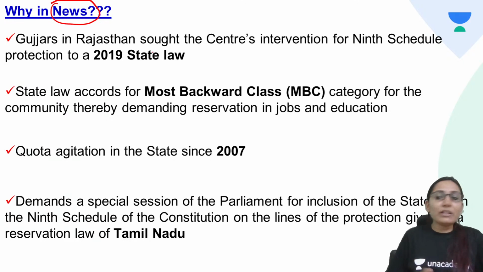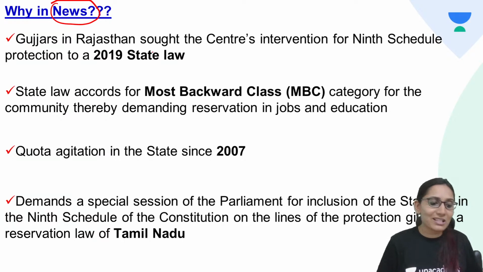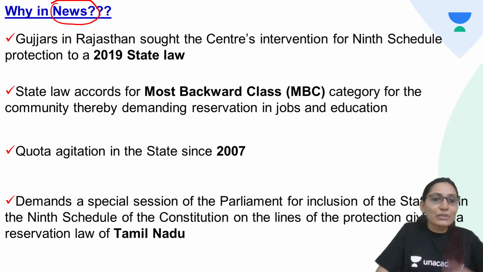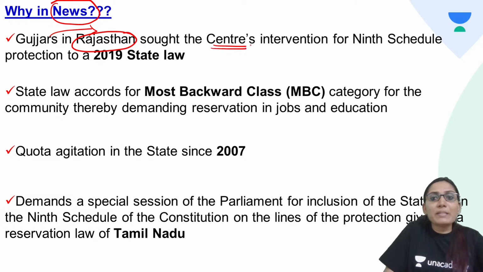So what was in the news, or why was this issue of Gujjars in the news? We know that the issue of Gujjars has been in the news for many years now. At least for the last 2 years, it's an issue that needs to be discussed, and that has come up in the limelight. Gujjars are a community in Rajasthan, and they are asking for the central government's intervention for 9th schedule protection to a 2019 state law.